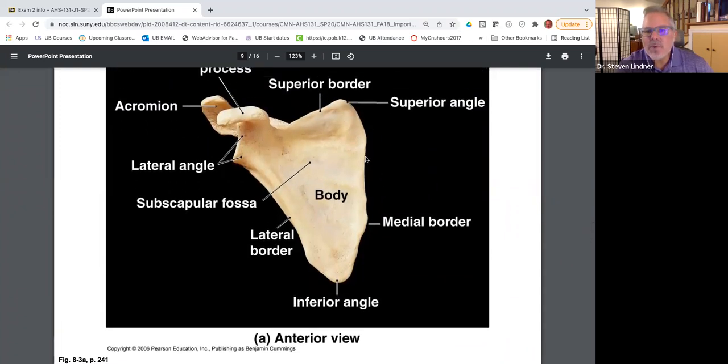What's the other name for medial border? That would be the vertebral border. What's the other name for the lateral border? That would be the axillary border.